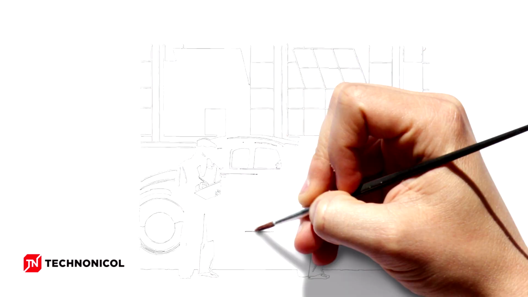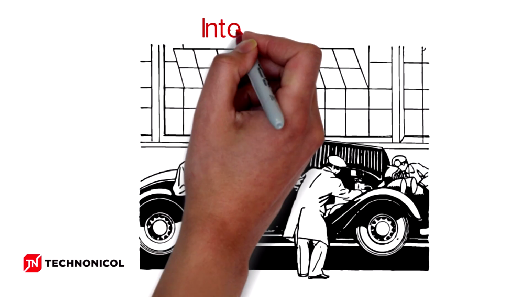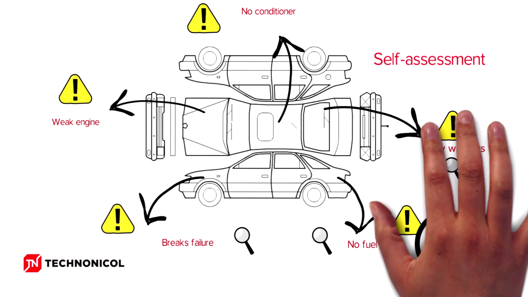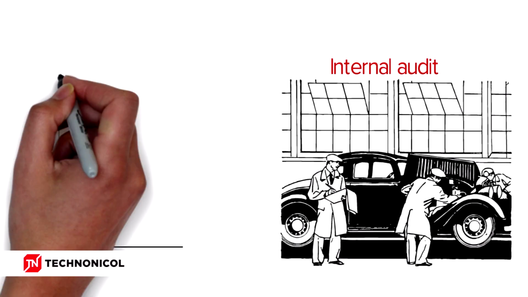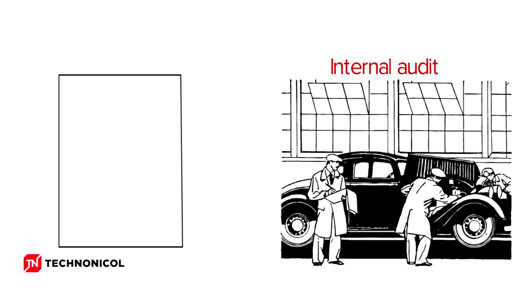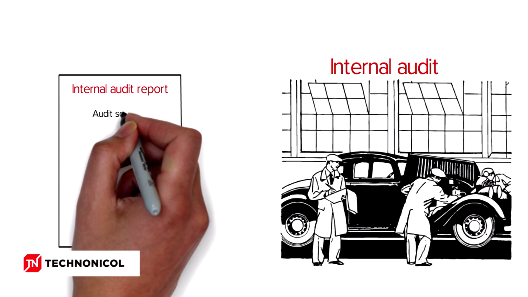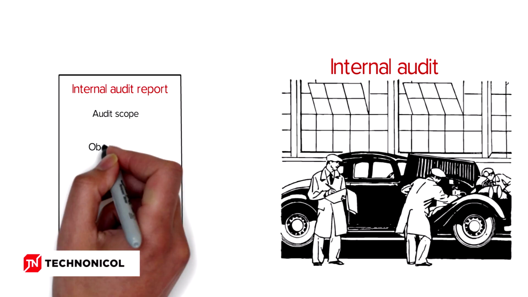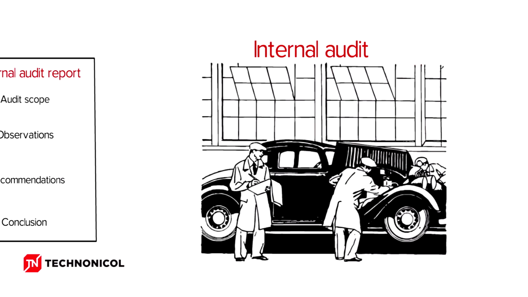On the long way to success, the car should pass a regular technical inspection. This is called an internal audit. It examines all critical systems and processes and gives recommendations for improvements to avoid car breakdowns in the future. As a result, a final audit report is agreed with management in terms of observations and recommendations, so the company can always have an independent and objective view of its operations.